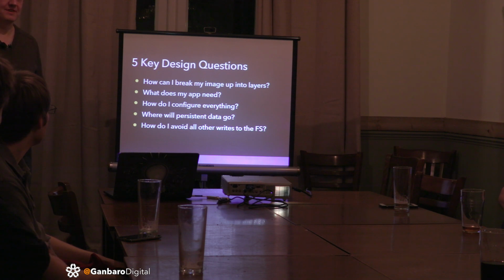How do you configure everything? And how are you going to customize it? Where's the persistent data going to go? Because otherwise it would be gone. So be careful with that. And what else can you do to make sure you're not writing to the container's file system so it doesn't crash? Whenever you're containerizing an app, this is a handy checklist to have. Have you answered all these questions? If you haven't answered all of these, you're going to run into problems, I'm afraid. Okay? You all right so far?